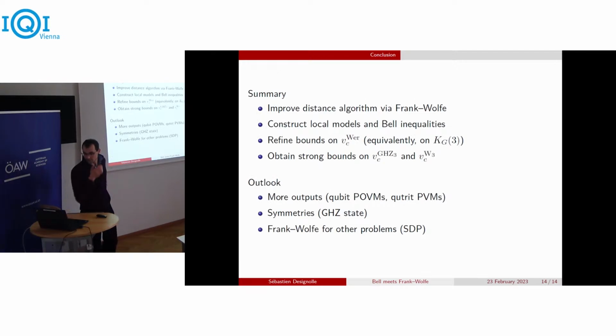We can go a bit more into the details if we're interested, but now I'd like to conclude. So to summarize, we used improvements on the Frank-Wolfe algorithms from the optimization community, but not only, also improving on the analyticity factor and also on the polyhedra. I didn't mention the fact that we were getting all the shrinking factors analytically, which is important to get an analytical bound at the end. And all this procedure to construct local models and Bell inequalities for the Werner states, 2-qubit, but also for tripartite GHZ state and W states.